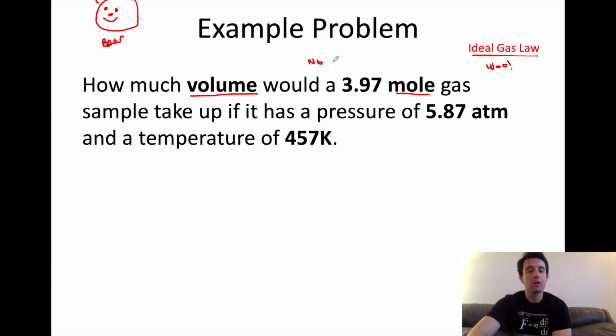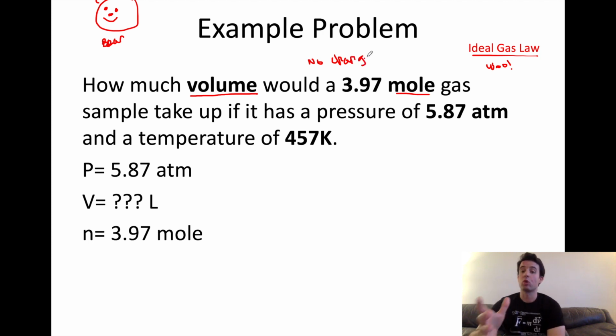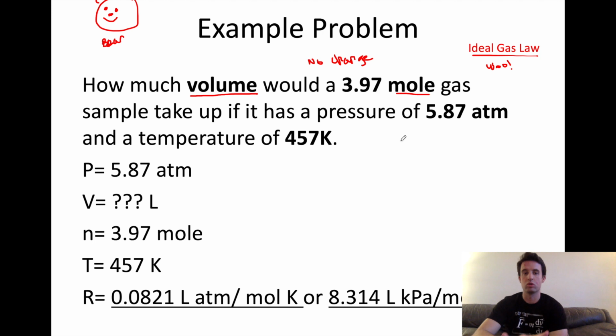Okay, what I'm going to do on the side here is write down the pressure, what it equals, the volume that we don't know, the N is 3.97, the T is 457, and we have a choice of 2 different R's we can use. Remember, R is a constant, so that's never going to be a variable. This is a number you need to know, and it's in the back of your periodic table. So we have a choice between the 0.0821 number or the 8.314 number. One of these uses atm, the other uses kPa.